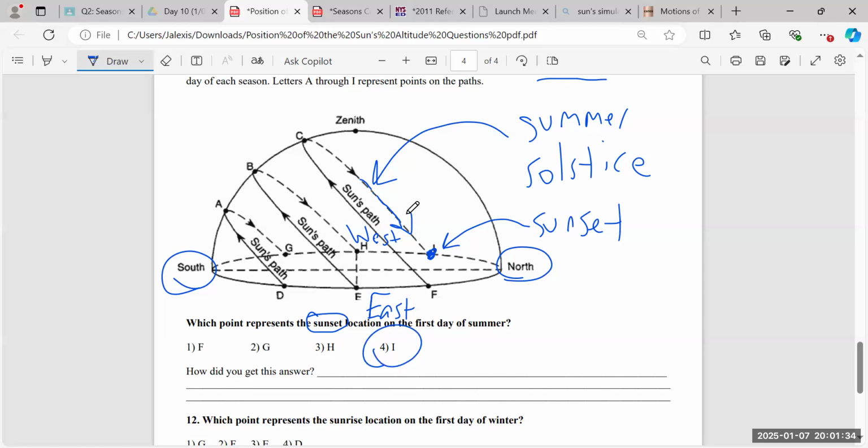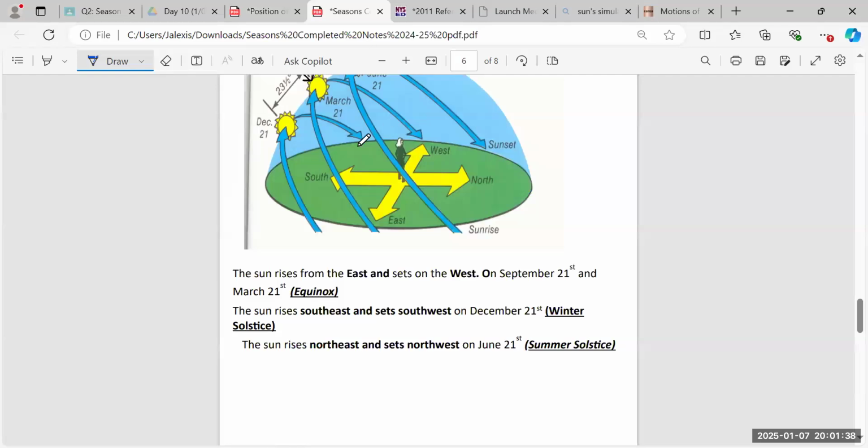Another way of knowing this is where it says right here on page 6, the sun rises northeast and sets northwest on June 21st, which is the summer solstice. So remember, these dates you do have to memorize sunrise and sunsets on these dates.